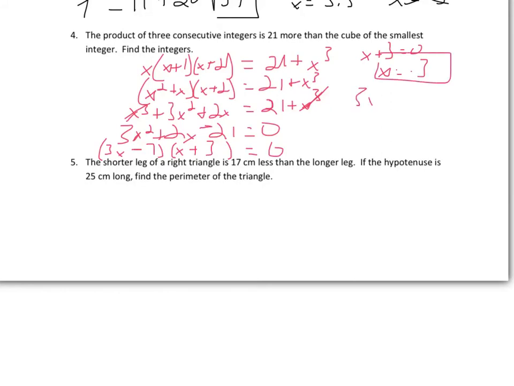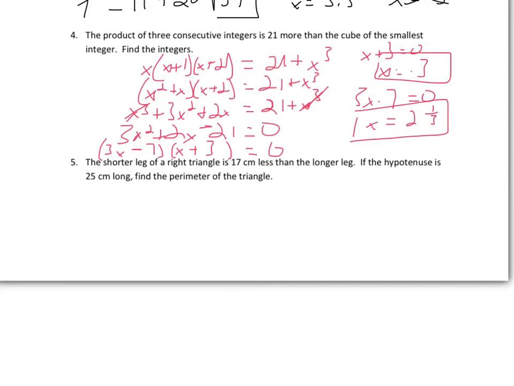And 3x minus 7 equals 0, so x equals 7 thirds, or 2 and a third, however you want to put it. You know how much I hate mixed numbers, but I'm just trying to change it up on you. Okay, so make sure that they both work. It doesn't have to be positive, but it does have to be an integer.